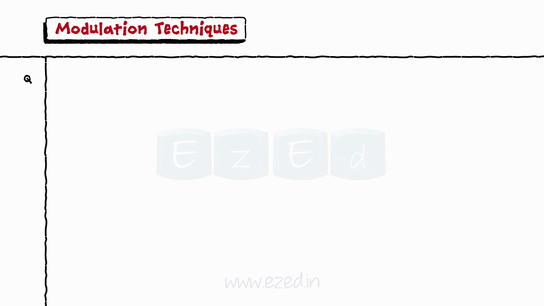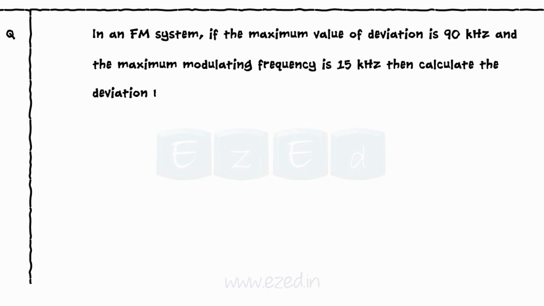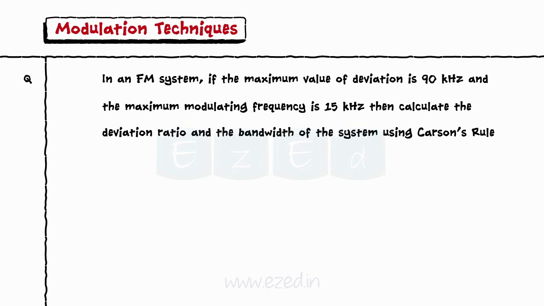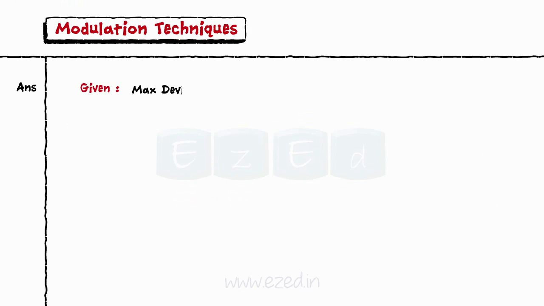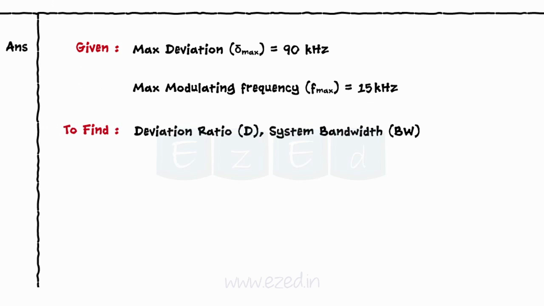Consider an example now. In an FM system, if the maximum value of deviation is 90 kHz and the maximum modulating frequency is 15 kHz, then calculate the deviation ratio and bandwidth of the system using Carson's rule. We have maximum deviation equal to 90 kHz and maximum modulation frequency equals 15 kHz. We need to find the deviation ratio and system bandwidth.